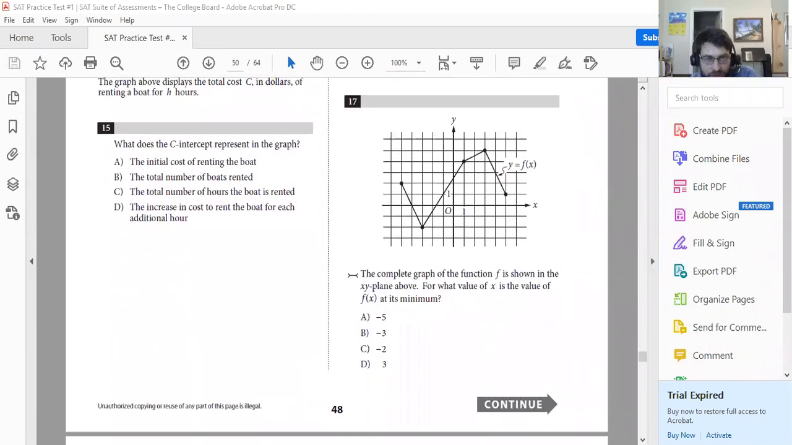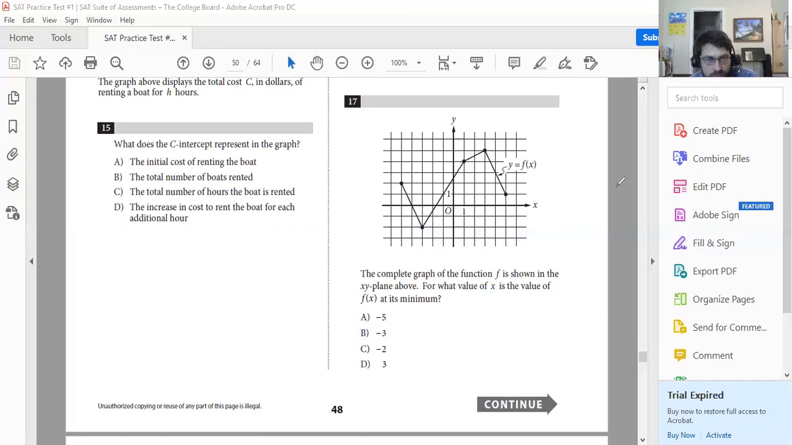Okay, we got that pretty graph right here going. Let's get this complete graph of the function f is shown in the xy plane above. For what value of x is the value of f of x, or y, at its minimum? So the value of y at its minimum is right here. The y value is -2, but that's not what we're looking for. We're looking for the x value. Our x value will be -3, 1, 2, -3.